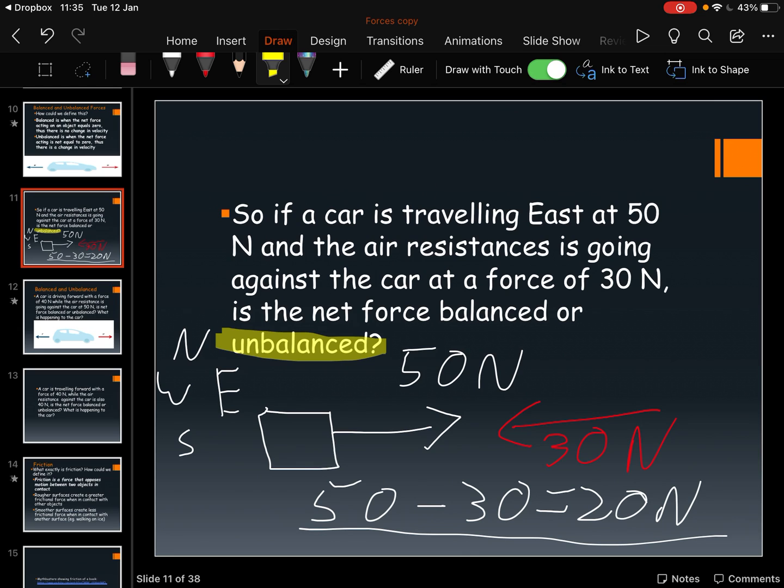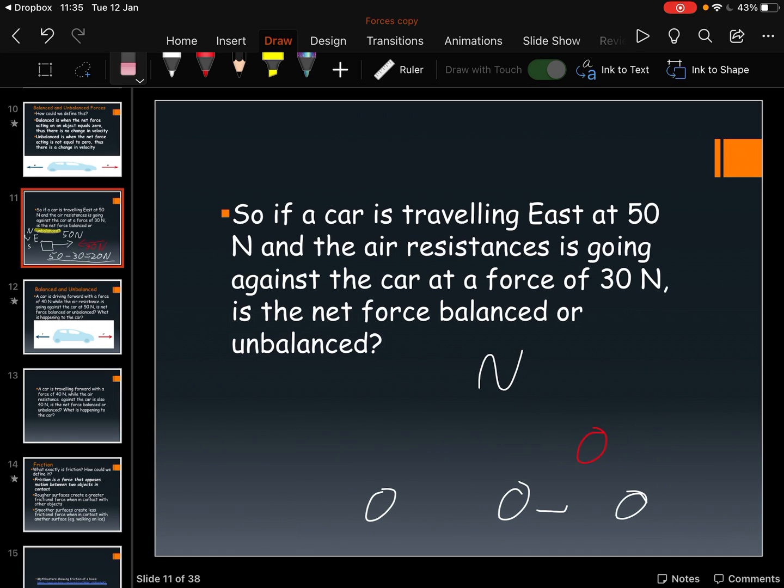So our car is moving 50 newtons east. The wind is blowing against it with a force of 30 newtons. Is it balanced or unbalanced? Well, you subtract your two numbers. That's all you do. If the two numbers subtracting each other equal 0, you have a balanced force. If they do not equal 0, it is unbalanced. That's it. That's all you have to do for a question like that.